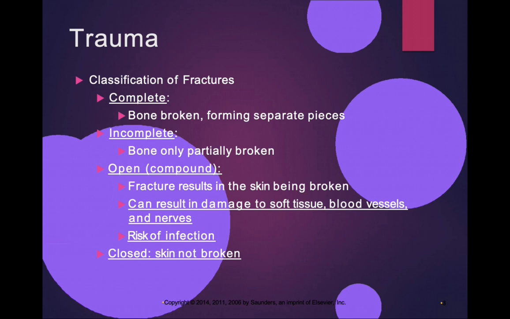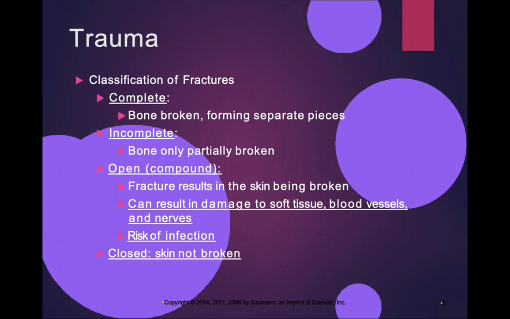So some of the classifications of fractures: there's a complete fracture, which is a bone that's broken and it forms separate pieces. An incomplete is when the bone is only partially broken. And we'll get to some pictures that demonstrate this and show it. There is an open fracture and a closed fracture. Open, that's sometimes referred to as compound. These are fractures that result in the skin being open.